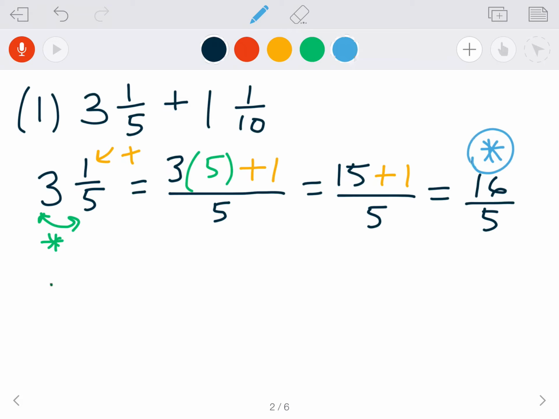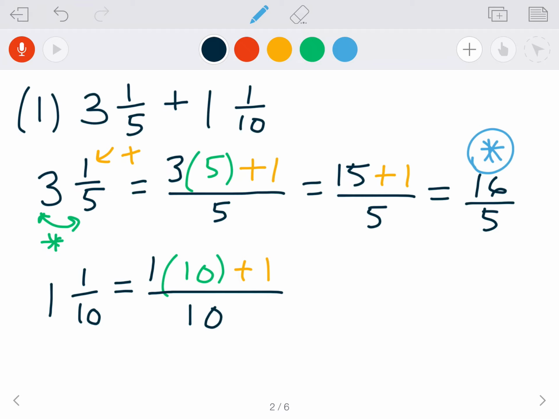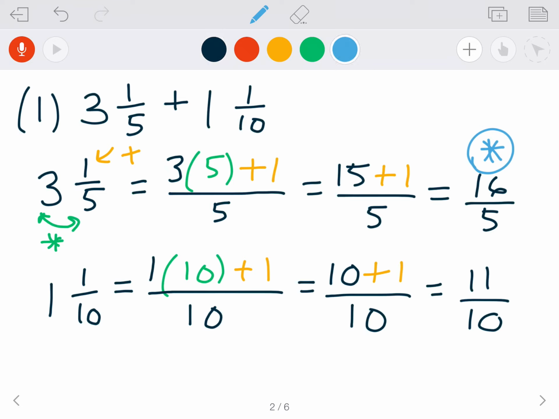Our second mixed number is 1 1/10. We'll do the same process. Multiply our whole number, which is 1, by our denominator, which is 10. Add our numerator, which is also 1, and put it over the original denominator, which is 10. So 1 times 10 makes 10. We still have plus 1, and our denominator is 10. Add 10 plus 1 and we get 11. Keep our denominator of 10, we get 11/10. And this is our second fraction.